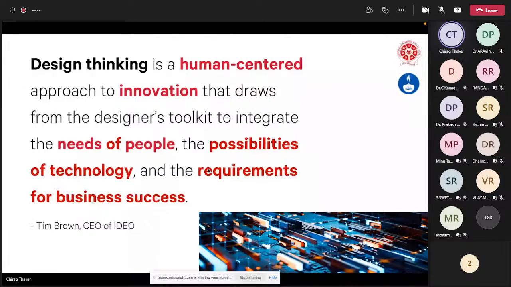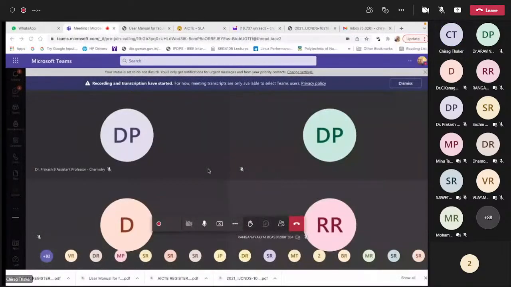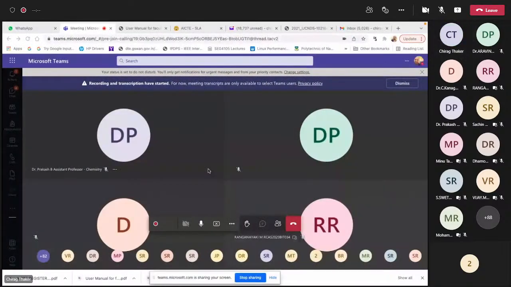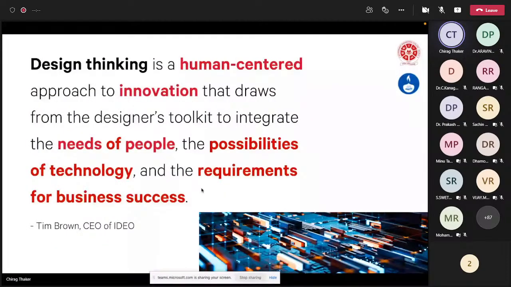So this is a quote about design thinking from Tim Brown. He is the CEO of IDEO. Design thinking is a human-centered approach to innovation that draws from the designer's toolkit to integrate the needs of people, the possibilities of technology, and the requirements of business. So, technological feasibility, people need, and business possibility.